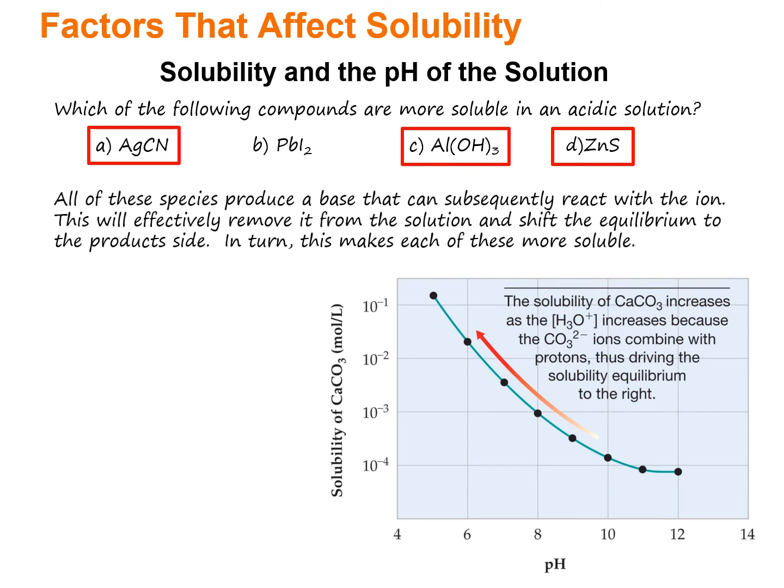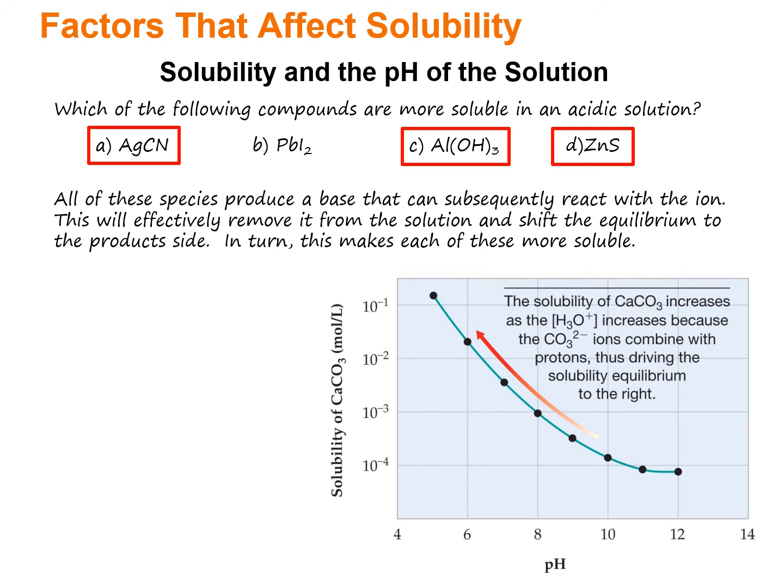So all we're looking for in this case is if there is a base present, then adding an acid will effectively remove that base from solution, and then it should just shift the real equilibrium to the product side. And in turn, that's what's going to make the salt more soluble. And you can see there for calcium carbonate, depending on the pH, it becomes quite soluble.